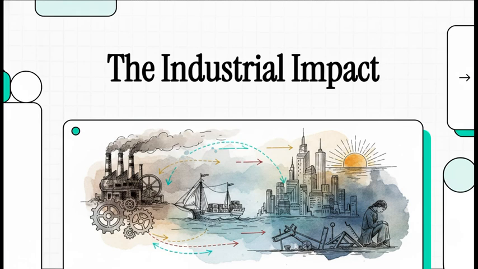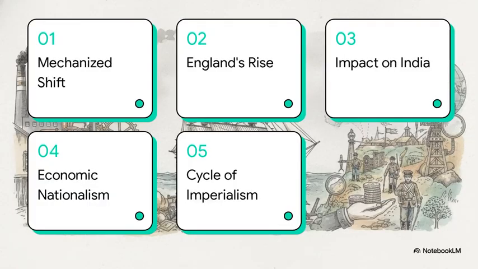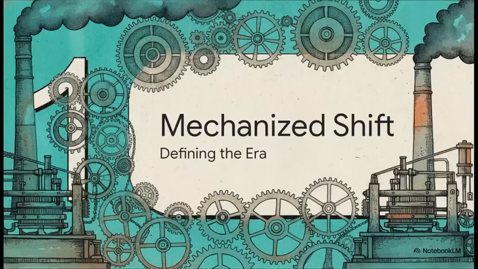So we've put together a highly visual, structured breakdown, lots of pictures, classic HSC style, to make these complex concepts super easy to understand. Okay, let's dive right into this. Our roadmap today covers the mechanized shift, capitalism and England's rise, the impact on India, the rise of economic nationalism, and finally, the cycle of imperialism. Section 1. The mechanized shift.